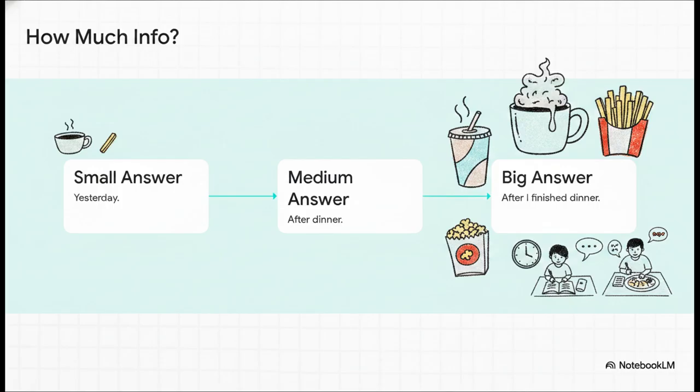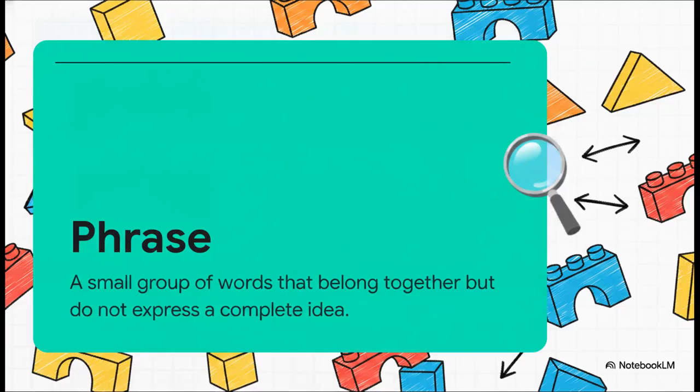Now, all three of these answers tell your friend exactly when you did your homework. The only difference is just how much extra information you decided to build into them. So, let's figure out exactly how we build those medium and big answers. Let's start by looking at that medium answer. We call this a phrase.